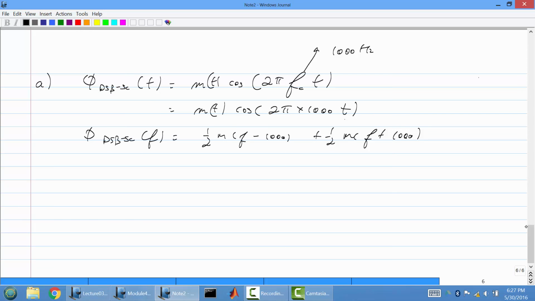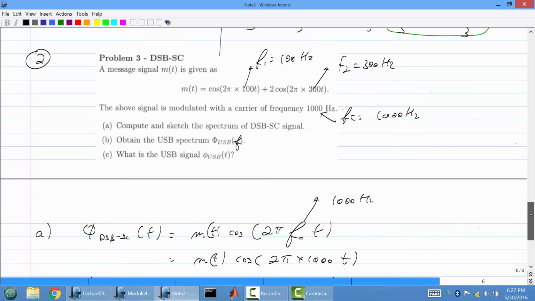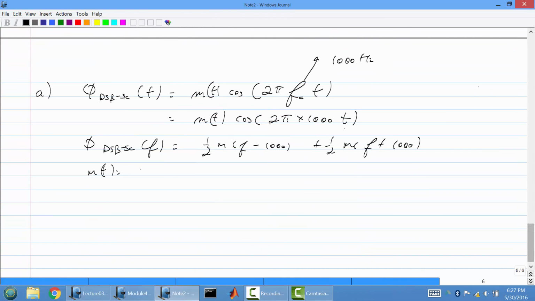So we need to figure out what the original spectrum is first, and then we're going to shift back and forth. So what's the actual spectrum? So m of t is equal to, what was it? It was this guy. So it was cos 2 pi times 100 plus cos 2 pi times 300.